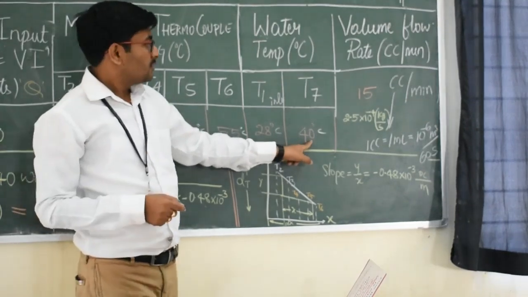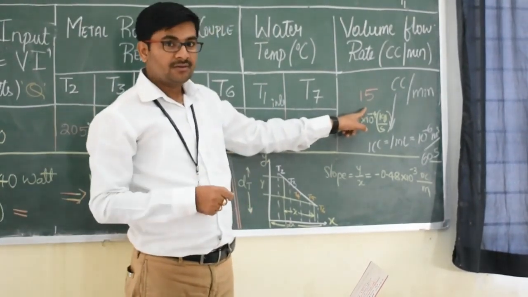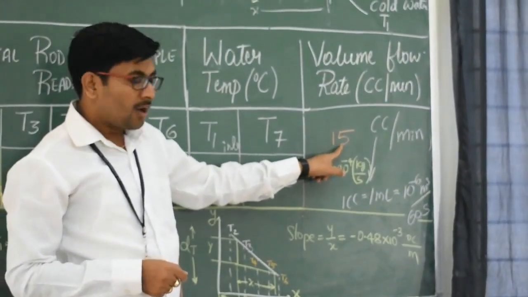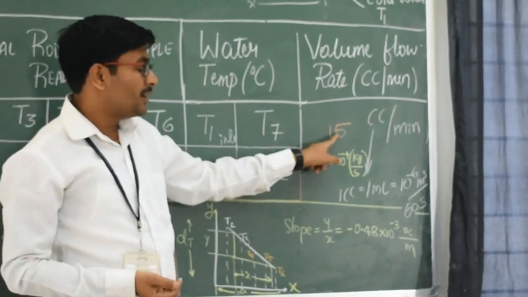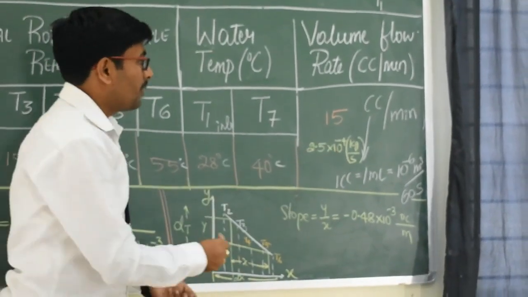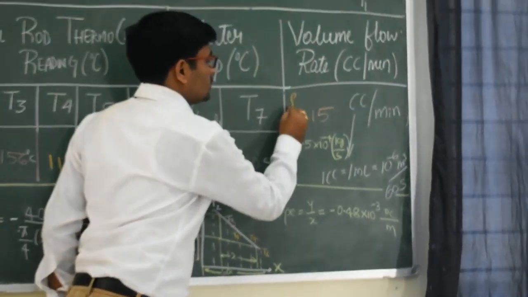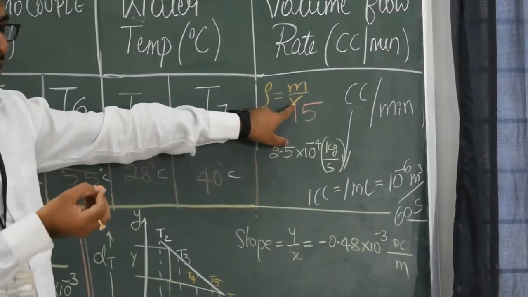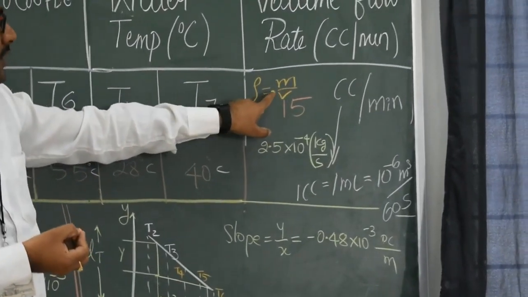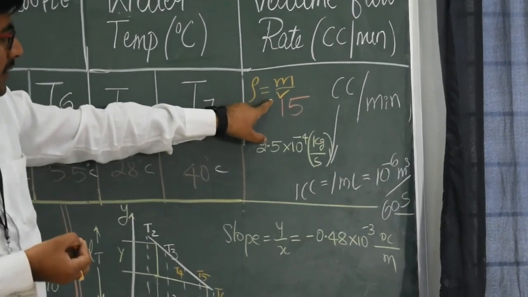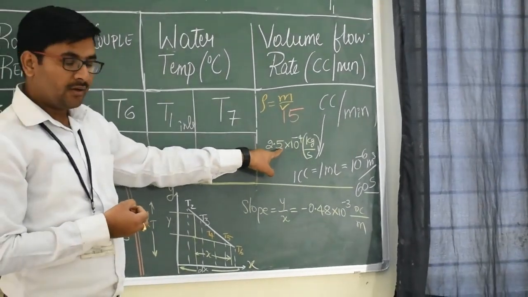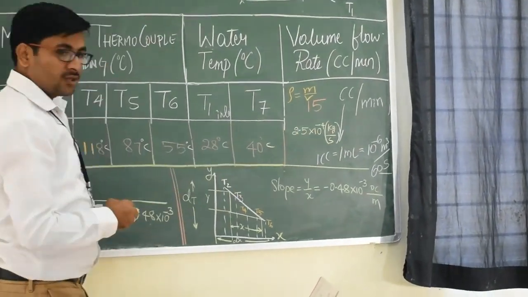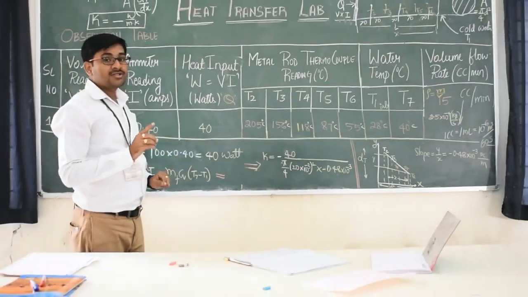At the same time, using the flow measuring jar, we have taken the volume flow rate, that is 15 cc per minute. Now it is a volume flow rate, so you convert it to mass flow rate by multiplying by density. Using the formula, rho is equal to mass by volume. Volume is 15, already taken. Mass is unknown, density of water is 1000. If you calculate using this formula, you will get 2.5 into 10 to the power minus 4, unit is kg per second.